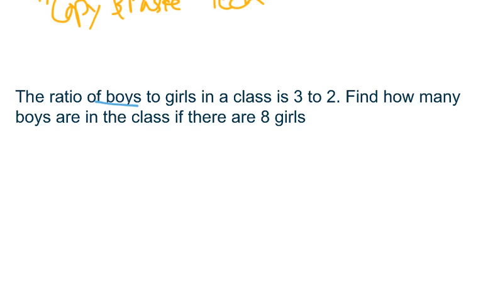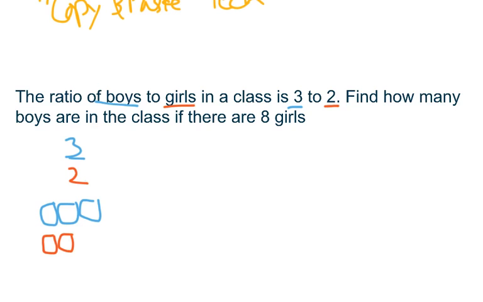The ratio of boys to girls in a class is 3 to 2. Notice how I'm labeling these or using different colors. You won't always be able to do that, especially if you're in class and you just have pencil and paper, but it's good to know how you're setting these up. Anyways, the ratio of boys to girls is 3 to 2. Find how many boys are in the class if there are 8 girls. Okay, well, let's see here. I'm going to take my ratio, 3 over 2, and I'm going to use a tape diagram. So I'm going to visualize it as 1, 2, 3, 1, 2.